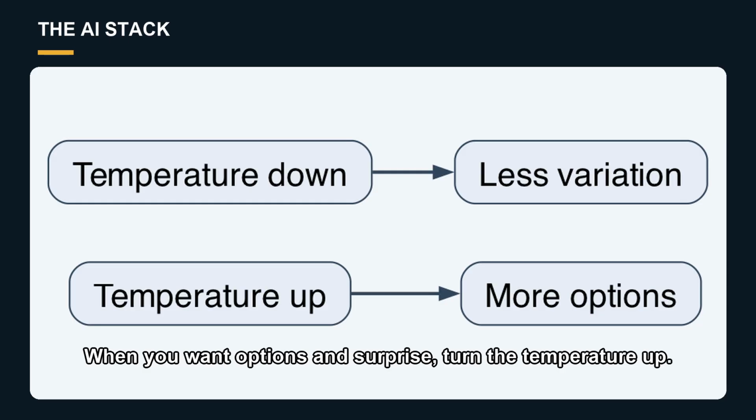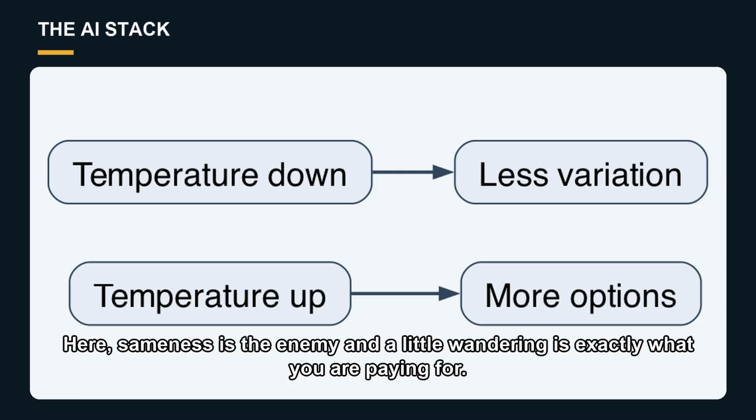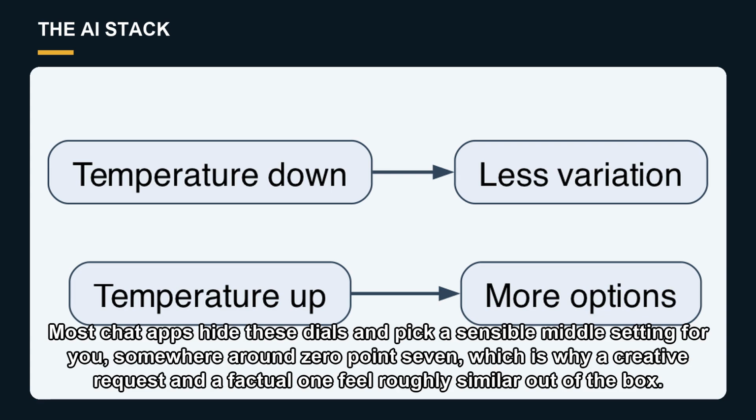When you want options and surprise, turn the temperature up. Brainstorming names, writing a story, drafting marketing copy, coming up with 10 different angles on an idea. Here, sameness is the enemy, and a little wandering is exactly what you are paying for. Most chat apps hide these dials and pick a sensible middle setting for you, somewhere around 0.7, which is why a creative request and a factual one feel roughly similar out of the box.